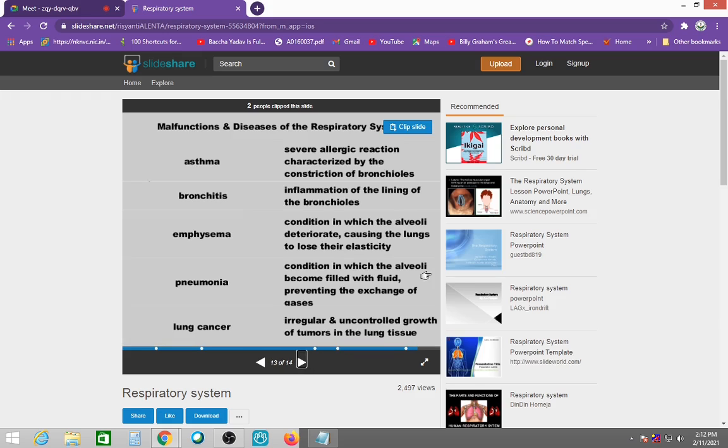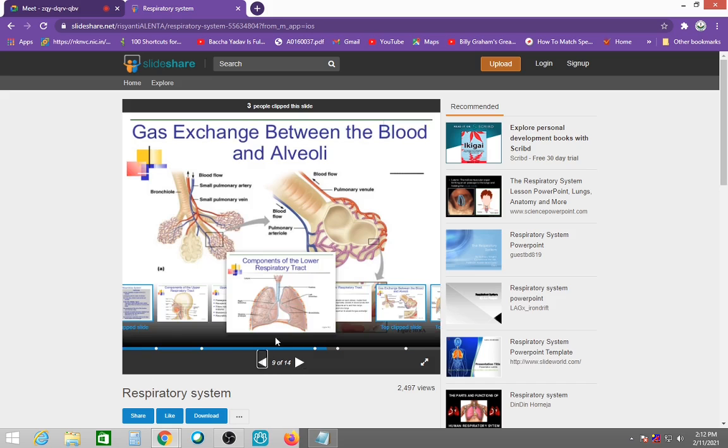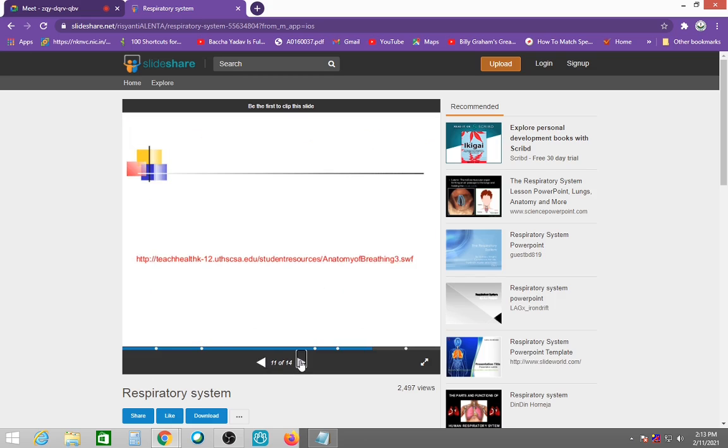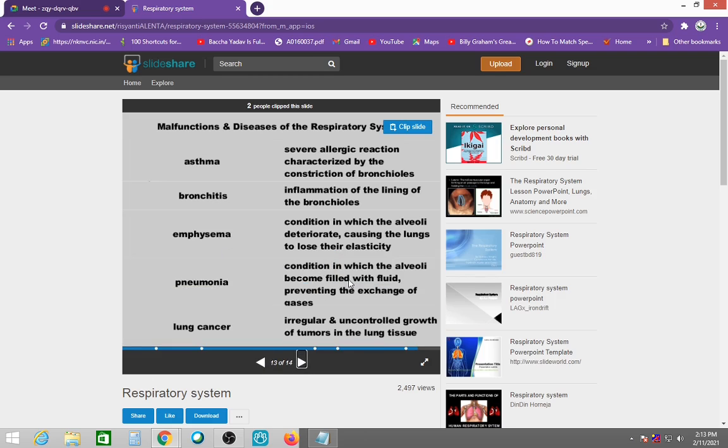It is the condition in which the alveoli become filled with fluid, preventing the exchange of gases. Because of that collection, the exchange of gases will be affected. It won't go smoothly because this area is all affected. It's filled with exudates and fluid, when it is supposed to be filled with air only. So that's the basic pathology in pneumonia. Then lung cancer.